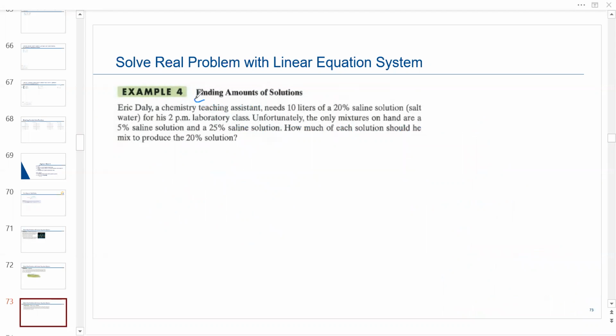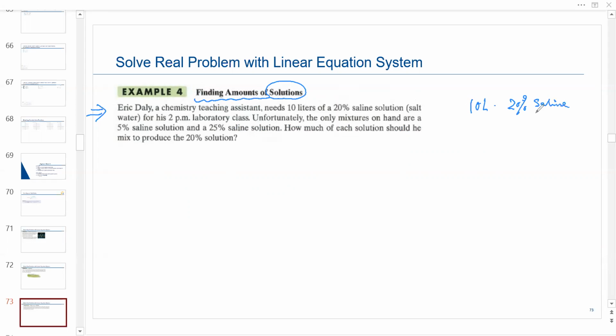All right, so find the amounts of solutions. Let's see what the actual question is. When doing these kinds of questions, I suggest reading the question twice, so make sure you understand it well. All right, let's do it first. Eric Daly, a chemistry teaching assistant, needs 10 liters of 20% saline solution.